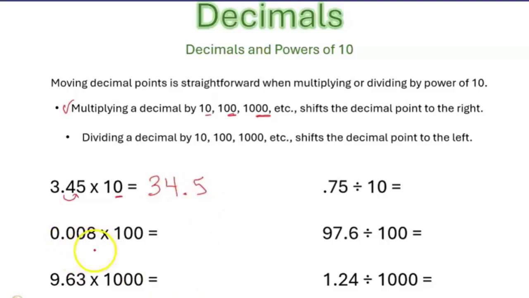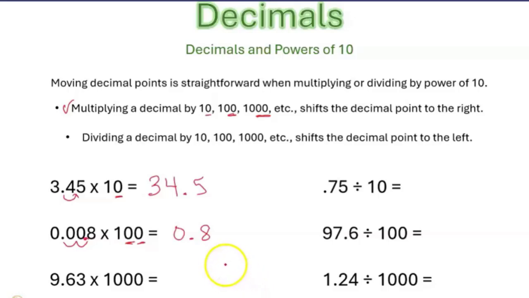Now let's look at this one. We're multiplying 0 and 8 thousandths by 100. There are 2 zeros, so I'm going to shift the decimal point 2 places. So the answer would be 0.8, because now the decimal point is going to go right before the 8. So it's very, very quick.